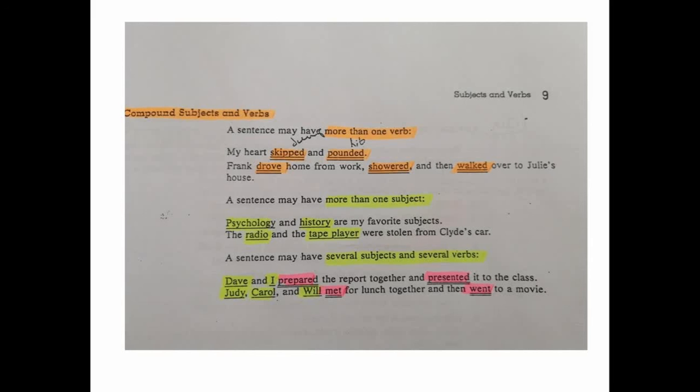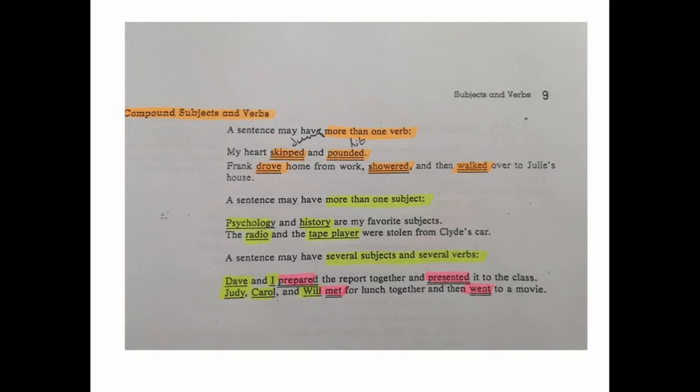Frank drove home from work. He showered, took a shower, and then walked over to Julie's house. Now, Frank drove. Drove is the verb. So what did Frank do? He what? First, he drove. So drove is the first verb.